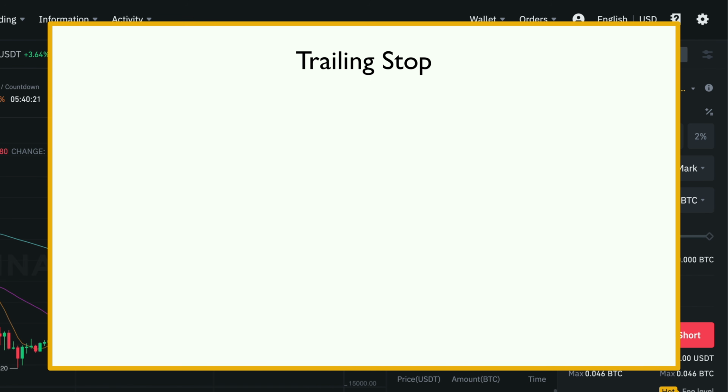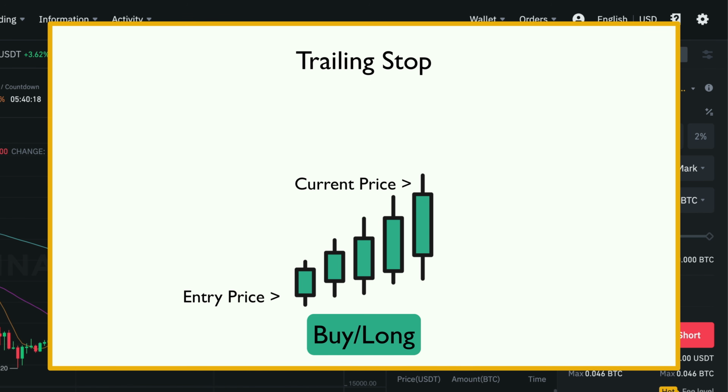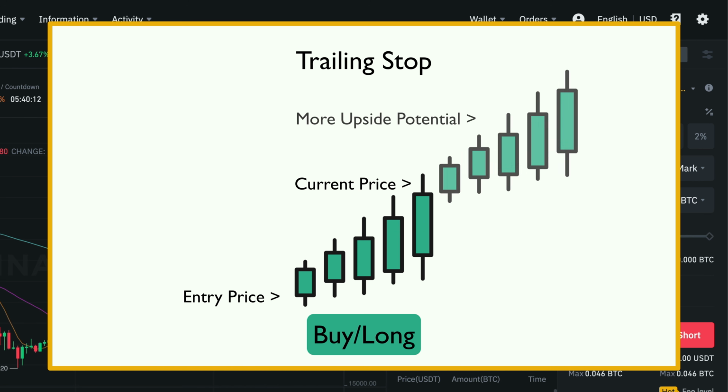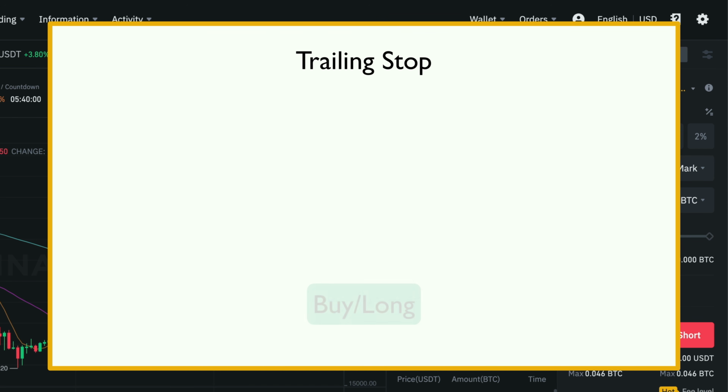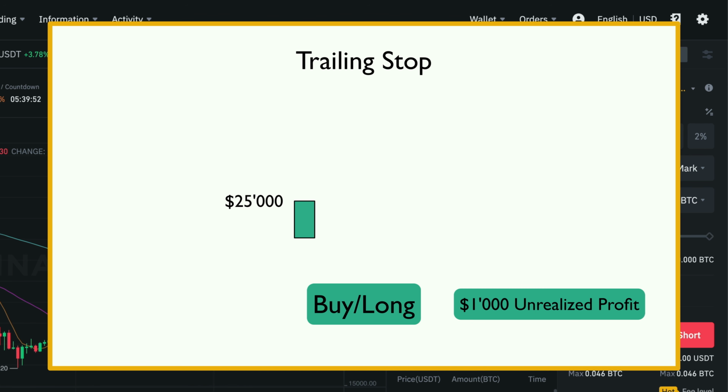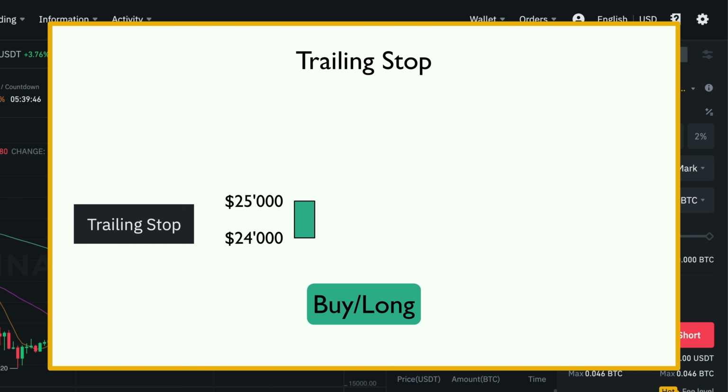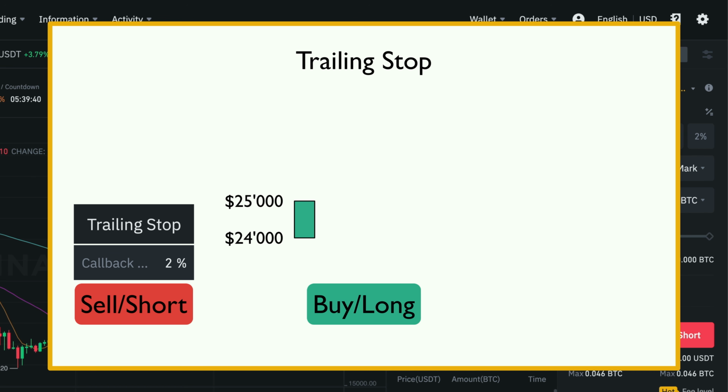This is a great tool we can use in a situation where our position is already profitable and we want to make sure to realize that profit, but at the same time we think that there's more upside potential. So a trailing stop order is an order type where the stop limit is moving with the price, but only in one direction. So for example, let's say we are currently in a long position for Bitcoin. The Bitcoin price is currently at $25,000 and we are already $1,000 in profit because we entered at a price of $24,000. Then we decide to put in a trailing stop with a callback rate of 2% and we go short with the same amount of our current long position.